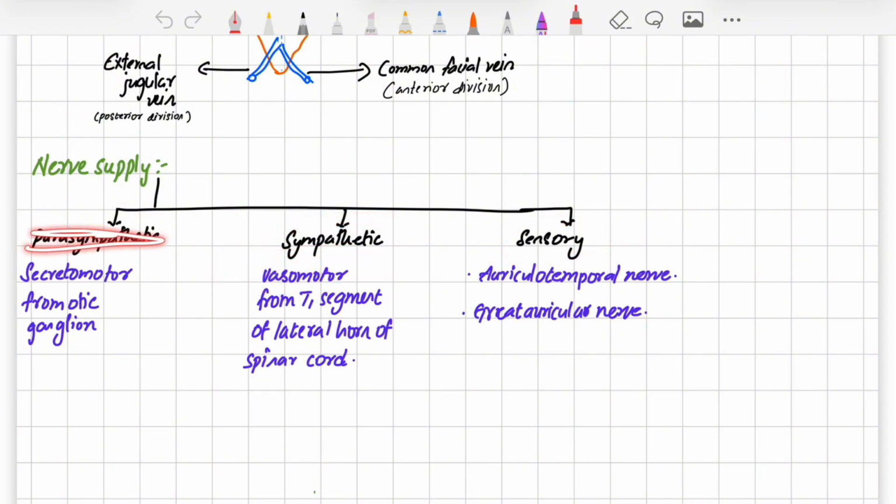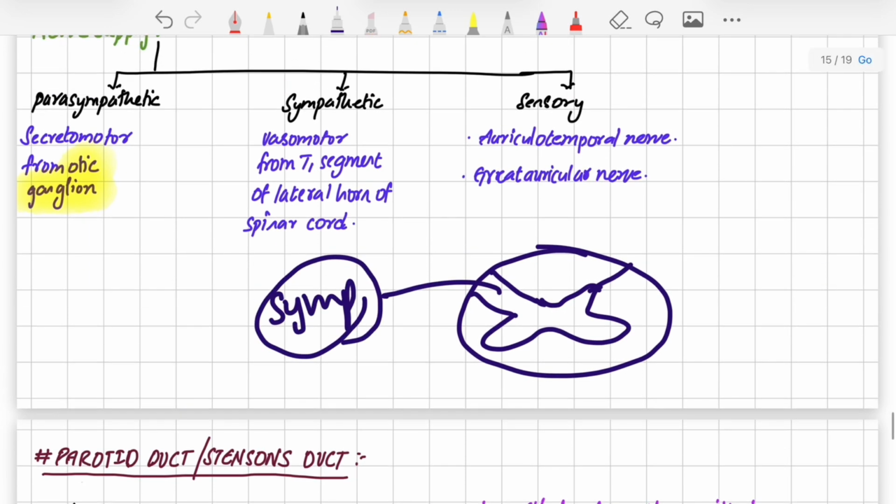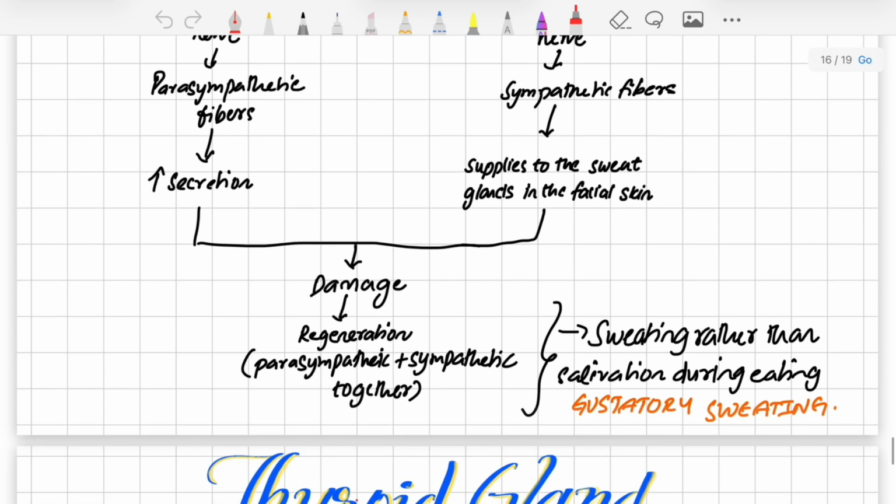Okay, so the parasympathetic is the secretomotor from which ganglion guys? Remember, very important, it is from the otic ganglion. Okay, the vasomotor supply or the sympathetic supply is from the T1, the thoracic segment of lateral horn of spinal cord. Okay, you can clearly appreciate, if you see a spinal cord, we have the lateral horns, like this. So from the lateral horn, from the T1 segment, we have the sympathetic supply or the vasomotor supply of the parotid gland. And sensory supply, we have only two nerves, the great auricular nerve, that is, it supplies the capsule, as well as the auriculotemporal nerve. Okay, I hope you guys are very much clear with this.